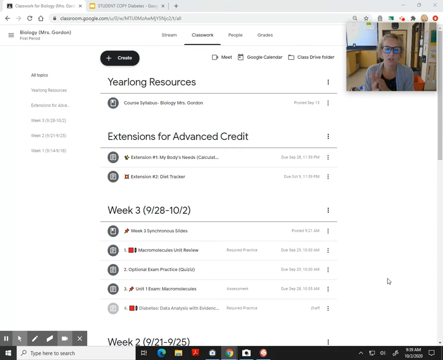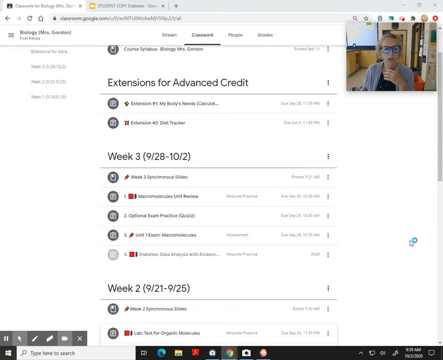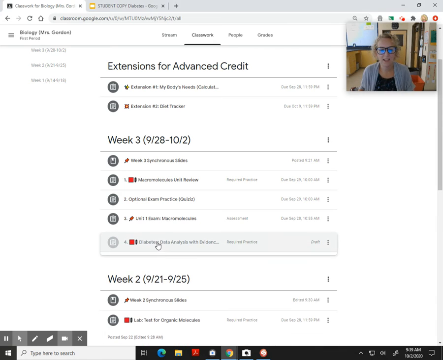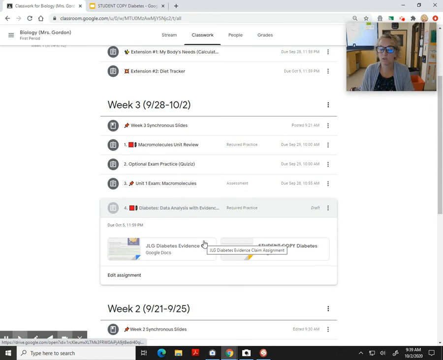For today, you're going to see that I redid Google Classroom just a little bit and tried to reorganize materials so that they're sectioned by week. Now we're on week 3, and this is going to be assignment number 4. If you look down at the bottom of week 3, assignment 4, we're working on diabetes data analysis with an evidence-based claim.